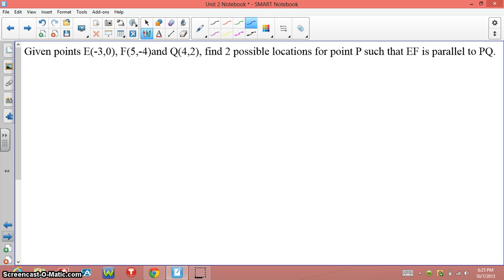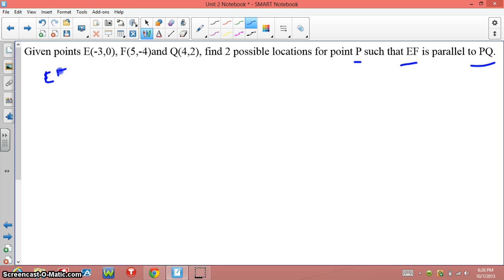This is one that you probably have not ever done anything like before, so make sure you're paying attention to this. So it's giving me 2 points, E, F, and Q. Okay, so I've got 3 points there. I want 2 possible locations for point P so that EF is parallel to PQ. Okay, so let's look at what we're going to do here. I want it to be parallel, so I need to find the slope of EF. So the first thing I'll do is find that slope.